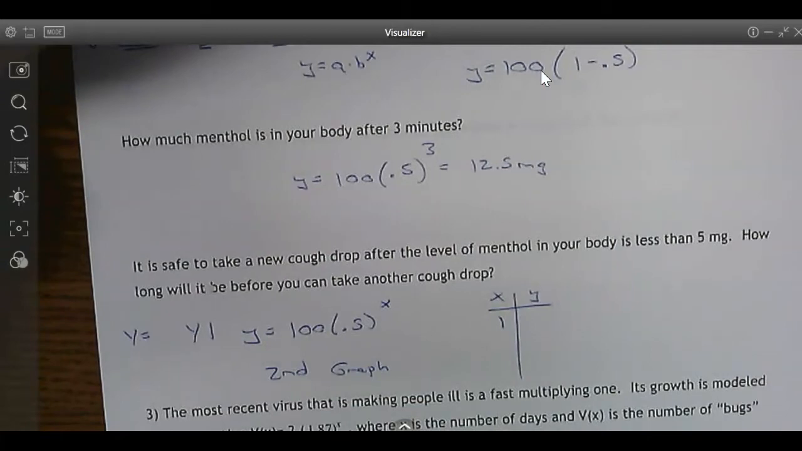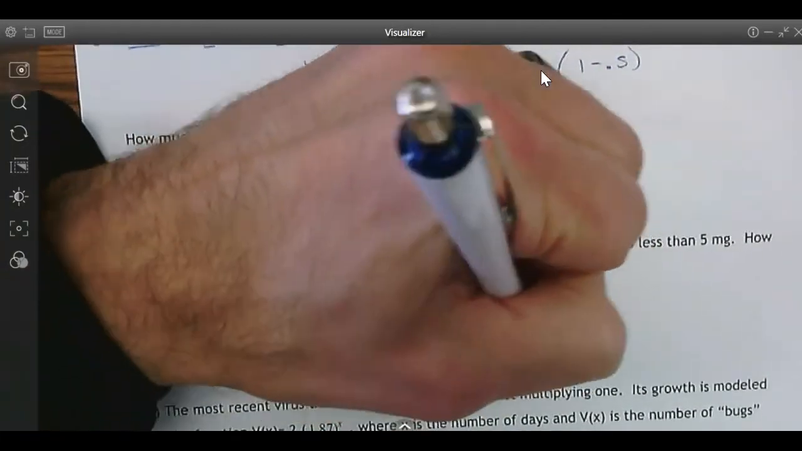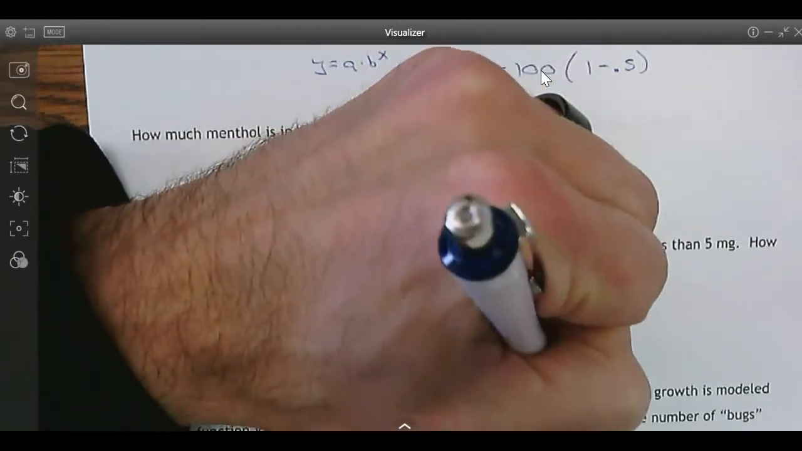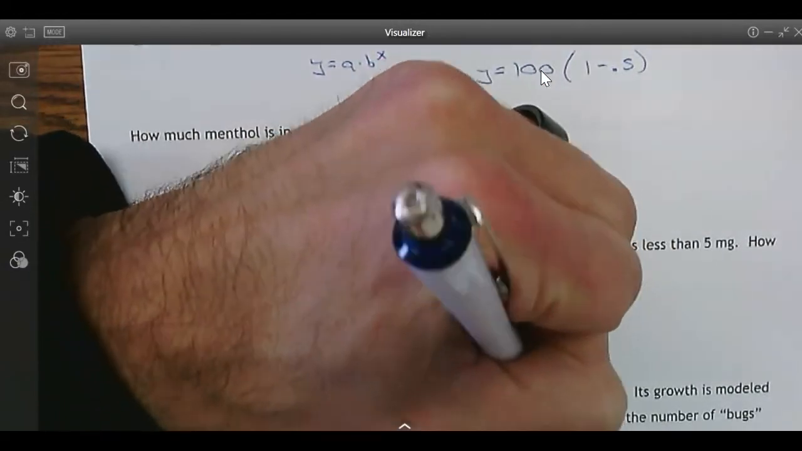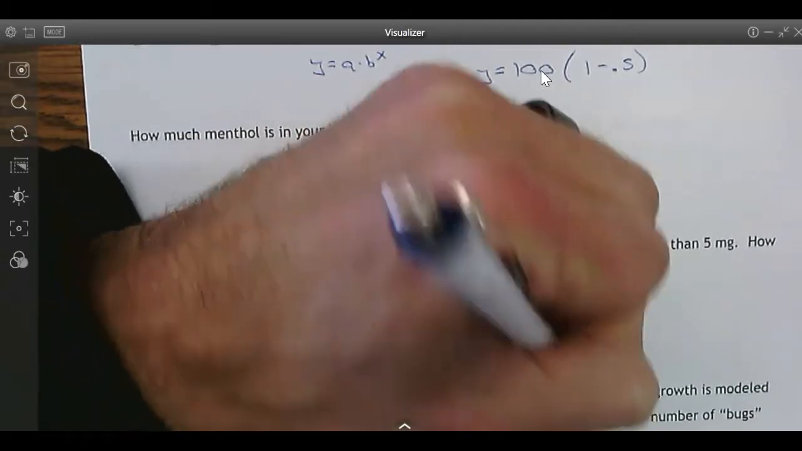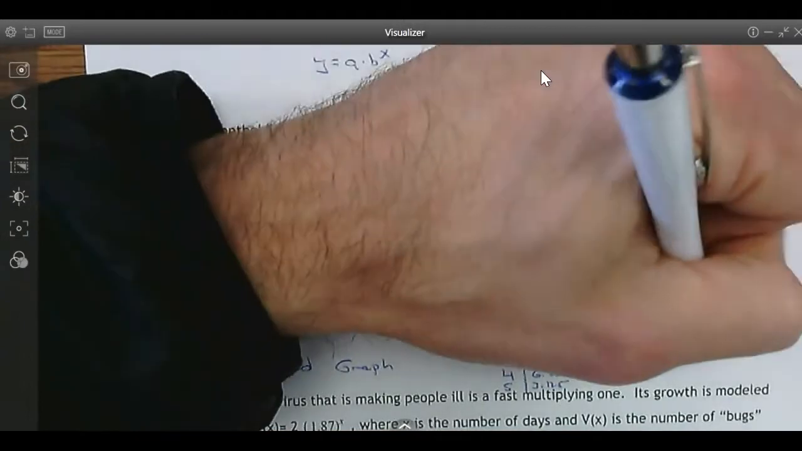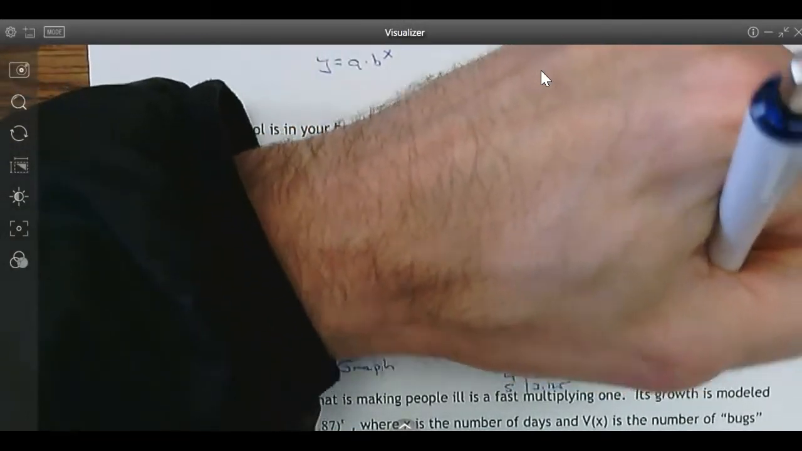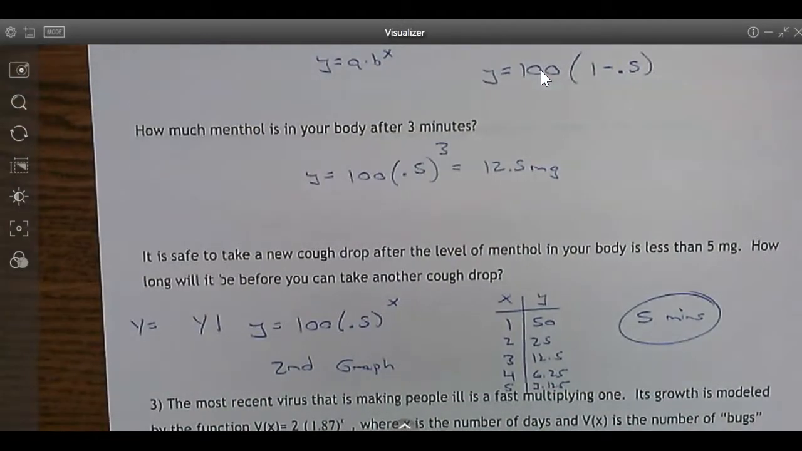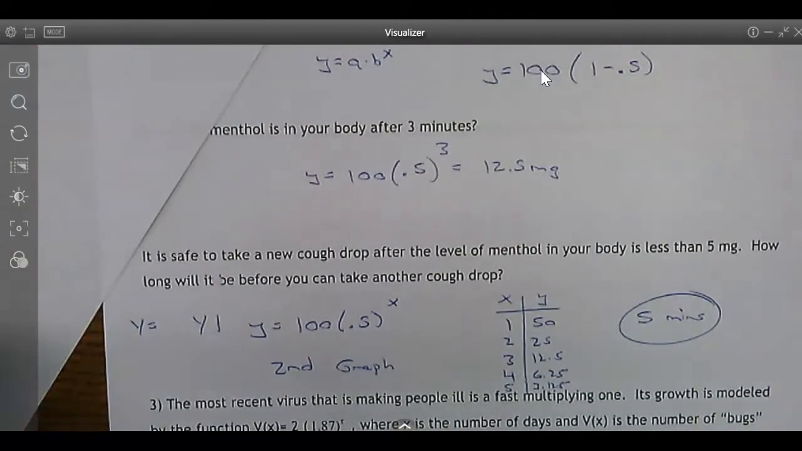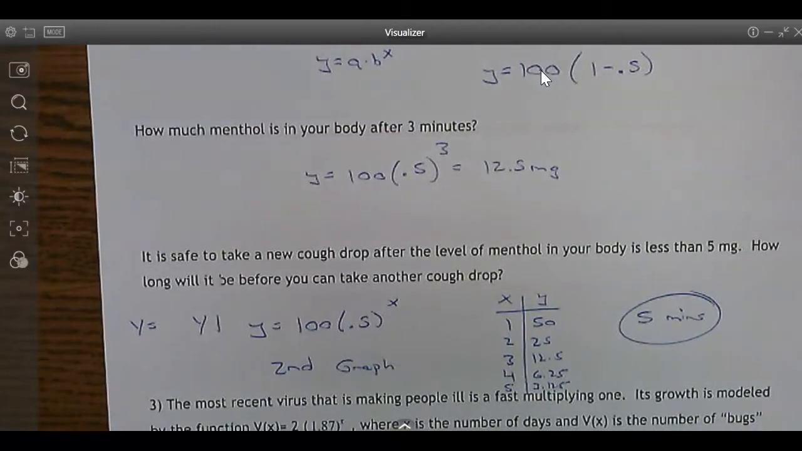After 1 minute, there's 50 left. 2 minutes, 25. 3 is 12.5. 4 is 6.25. I'm running out of room. 5 is 3.125. So for us, after 5 minutes, that's how long I can wait. After 5 minutes, we can take another cough drop.